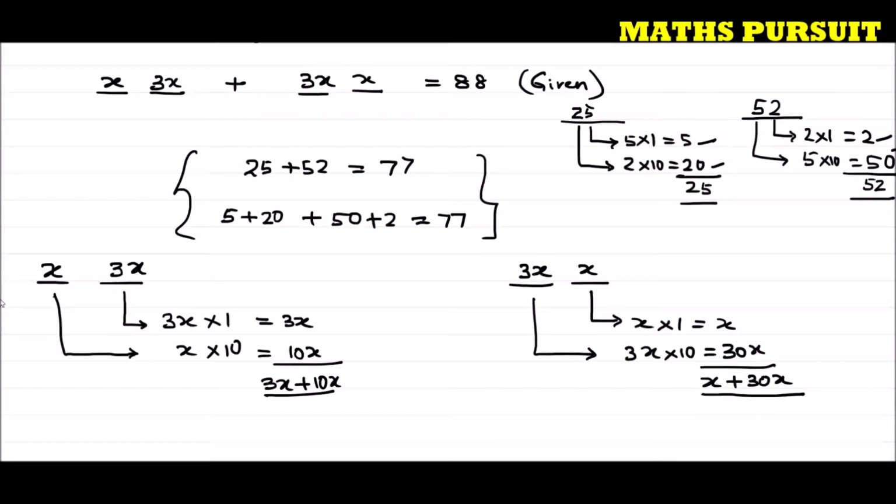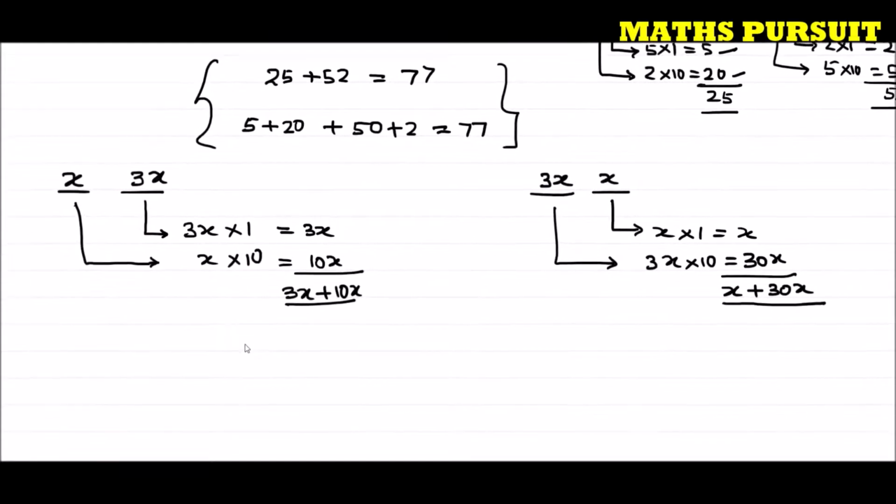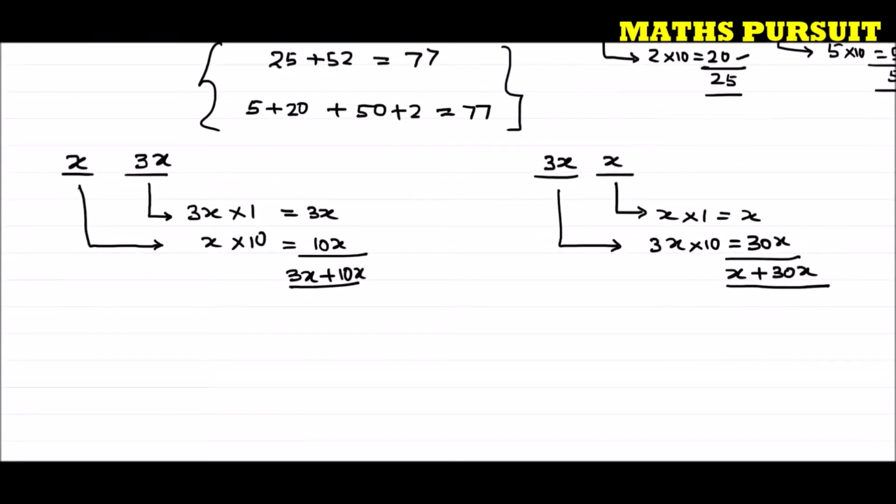Let us now utilize this in our line where we have written the equation. Let us utilize this here in this line: x3x plus 3xx is equal to 88. Let us rewrite the things like this. x3x, which is nothing but 3x plus 10x, plus 3xx, which is x plus 30x, is equal to 88.